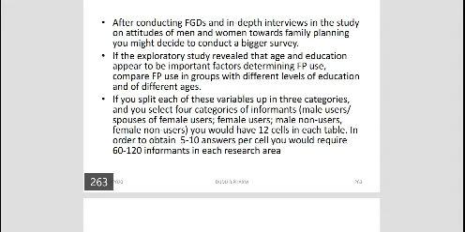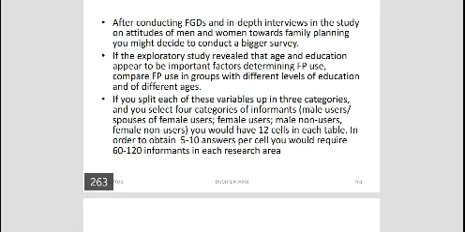If the exploratory study revealed that age and education appear to be important factors determining focus population use, you compare focus population use in groups with different levels of education and different ages. If you split each of these variables into 3 categories and select 4 categories of informants, male users, female users, male non-users, and female non-users, you would have 12 cells in each table.